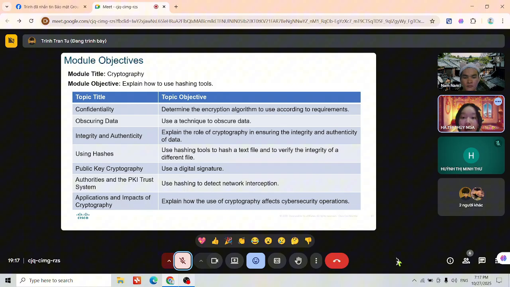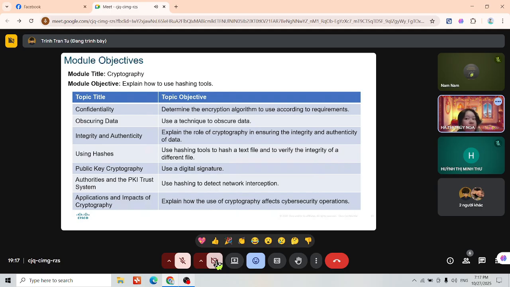The sixth, authority and the PKI trust system, using hash to detect any change or attack in the network. And finally, application and impacts of cryptography, exploring how cryptography affects cybersecurity today. And next, Vietnam.